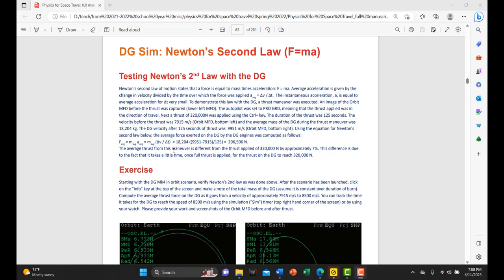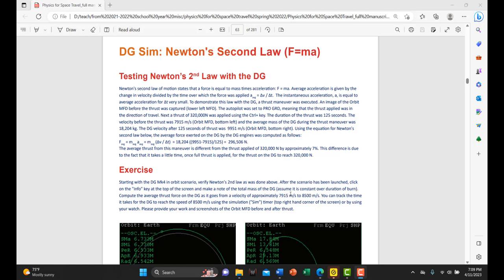Okay, so the scenario that I ran when I wrote the book was initial mass of the Delta glider of 18,204. The initial velocity before I applied the thrust was 7,915. The final velocity was 9,951. This is pretty arbitrary. And it took 125 seconds to get from here to here. Okay, so when I computed this, I ended up with 296,506 newtons. Okay, the actual thrust applied was 320,000 newtons. The difference is due to the fact that it takes a little time once full thrust is applied for the thrust on a Delta glider to reach 320,000 newtons.